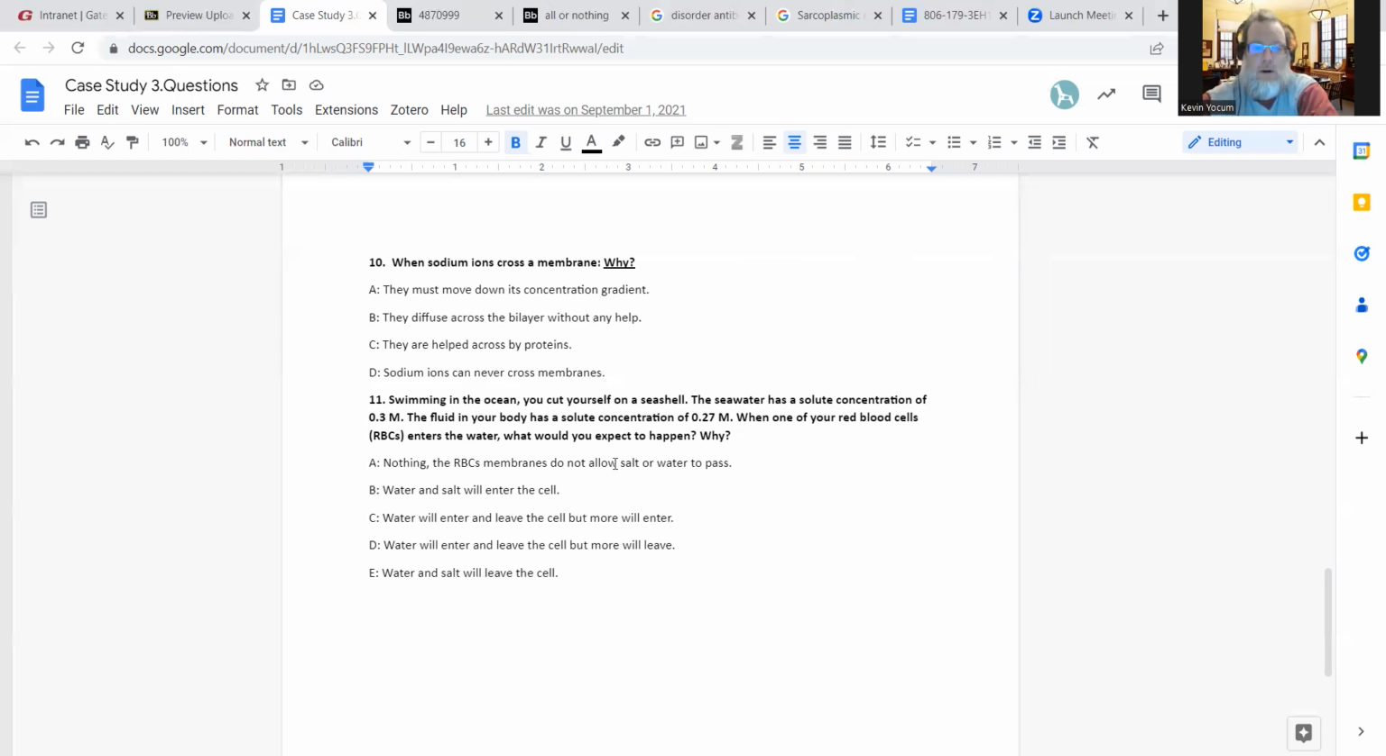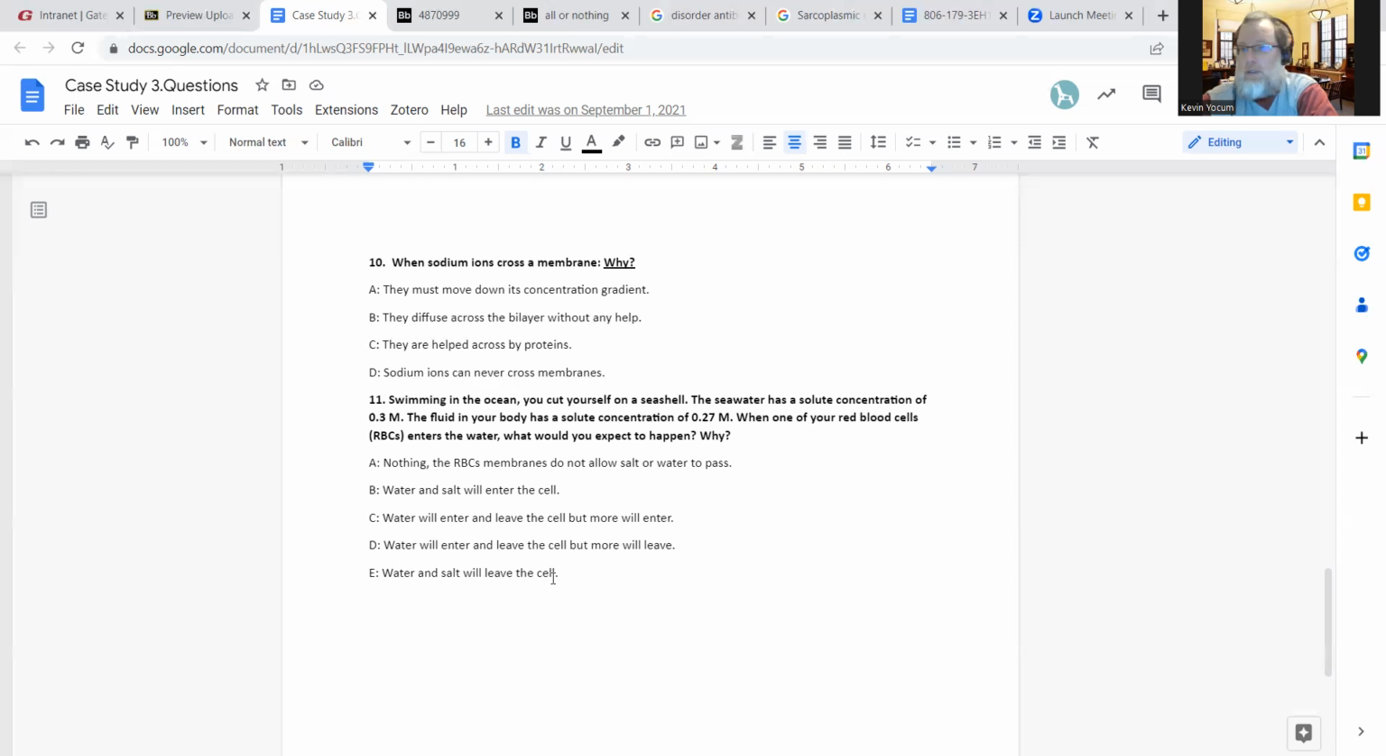So let's find out. Nothing. RBC membranes don't allow salt or water to pass. We know that's not true. Water and salt will enter the cell. Water will enter and leave the cell, but more will enter. Where's all the salt? Remember, it's outside, it's in the ocean. Water will enter and leave the cell, right? Remember, water's always entering and leaving, but more will leave. That sounds pretty good. We'll come back to that.